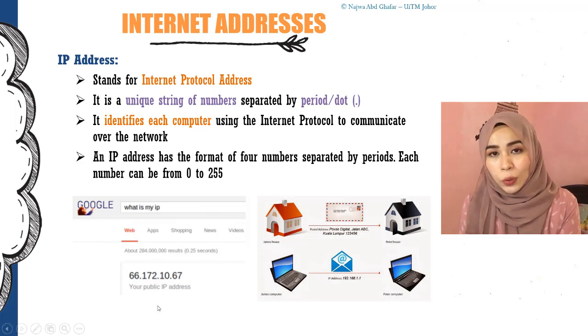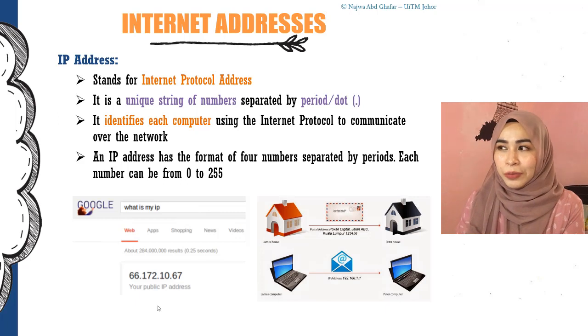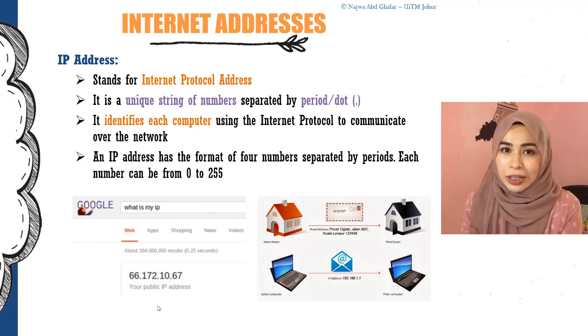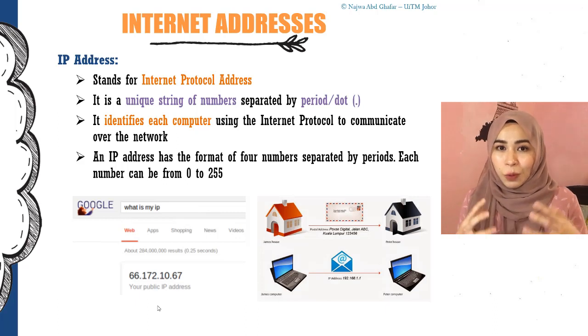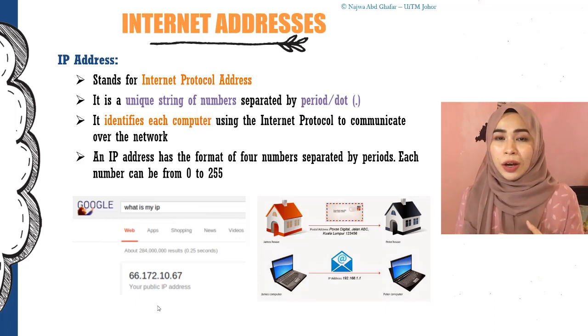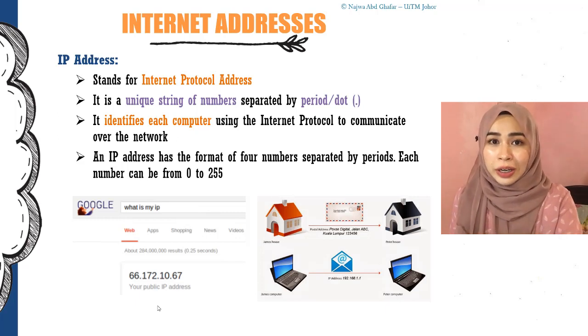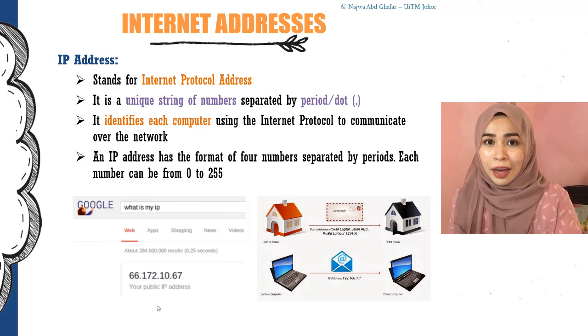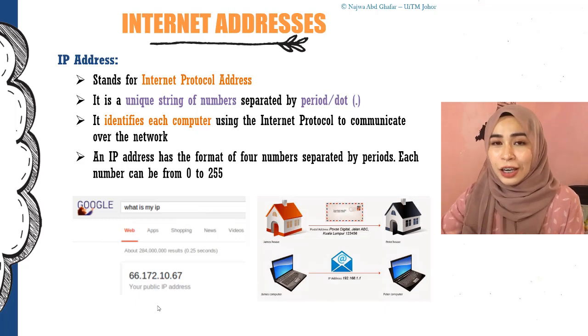Now, why do we need an IP address? Imagine every single house where you live has its own address. Why do we need an address? Because it identifies where your house is. For example, if you want to send a letter to your friend, you know where you can send it because you have their address. Again, with computers, in order for them to send information to each other, you need to know where the computer is located as well.